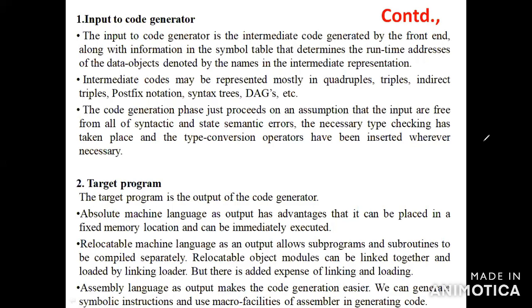So what are the types of intermediate representation that can be the input to the code generator? The first one is quadruple, then three address code, triple, indirect triple, postfix notation, and it can also be a graphical representation such as a DAG representation or a syntax tree.